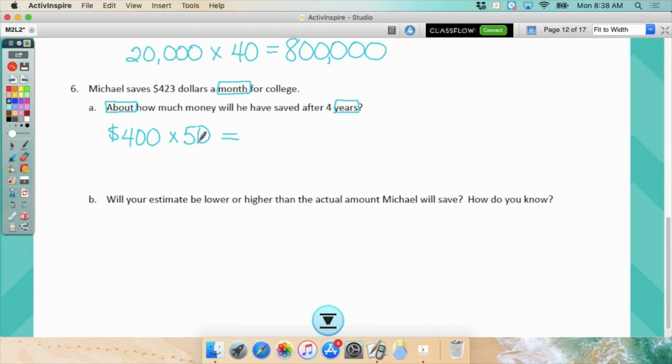So 4 times 5 is 20. 1, 2, 3 more zeros. Wow, that's a lot to save, isn't it? $20,000 in 4 years.